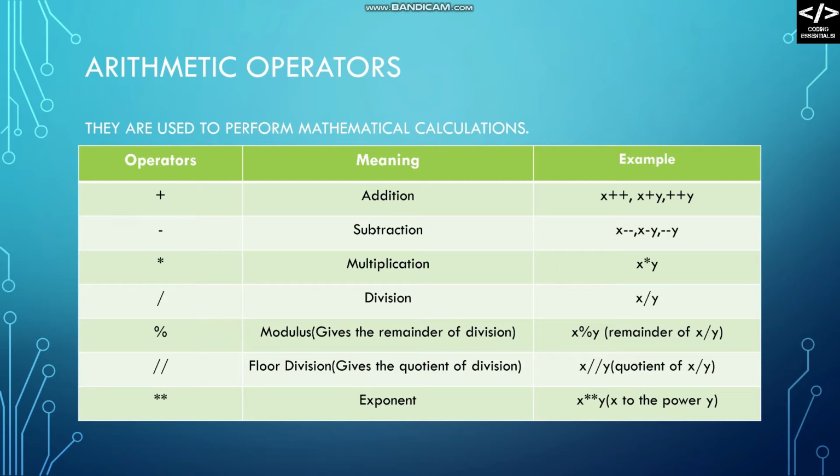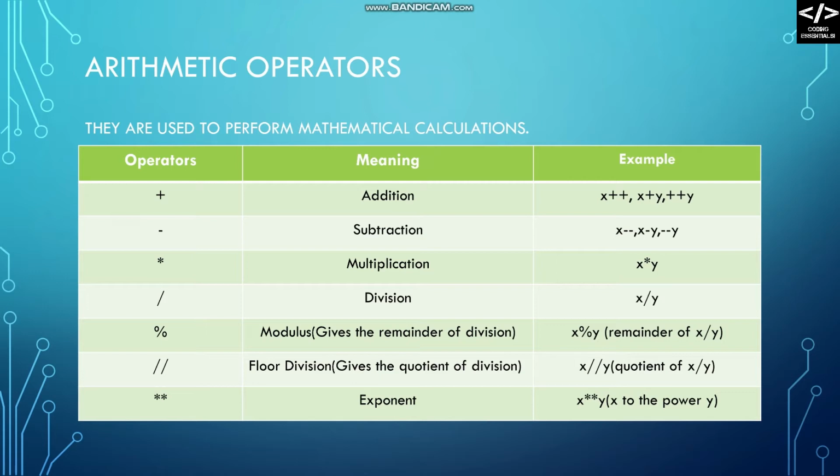For example, if x equals 5 and y equals 3, then 5 by 3, so 3 ones are 3 and the remainder is 2. So 5 modulus 3 will give the answer as 2. Then comes floor division. It gives the quotient of the division. For example, x floor division y will give the quotient of x by y. If x is 5 and y is 3, then 3 ones are 3 and the remainder is 2. So the quotient is 1 and the answer for x floor division y is 1.